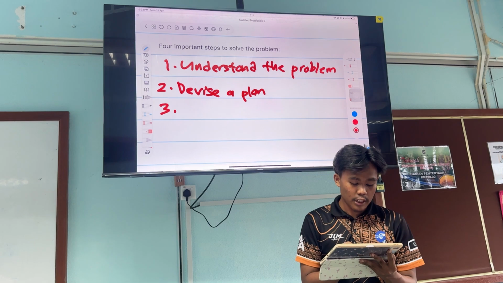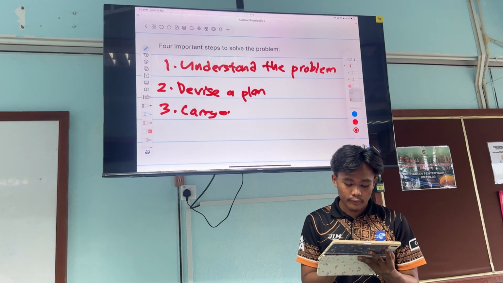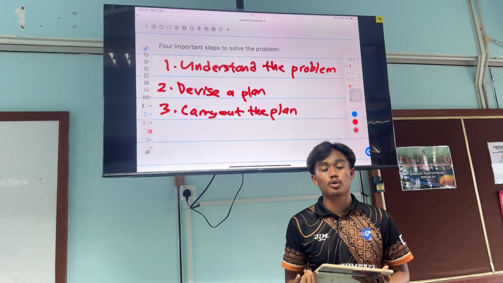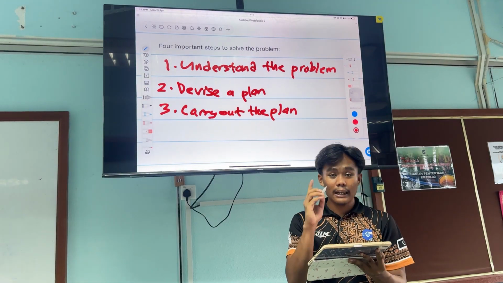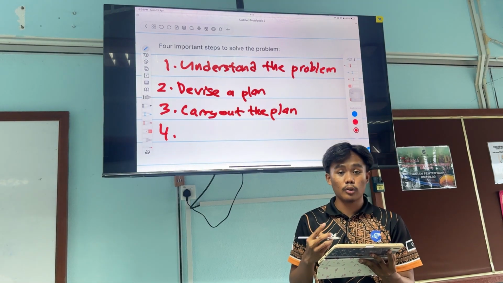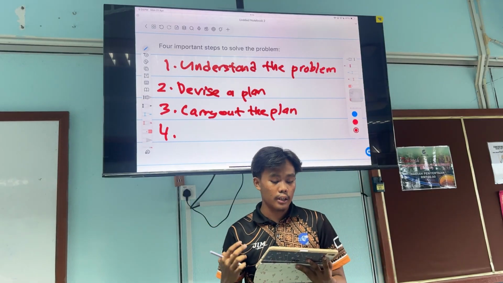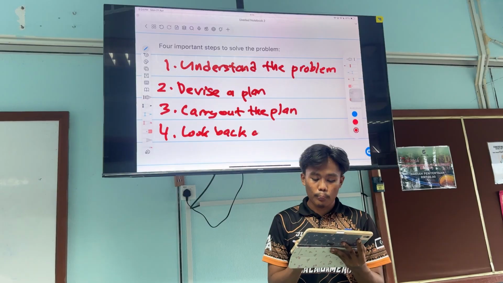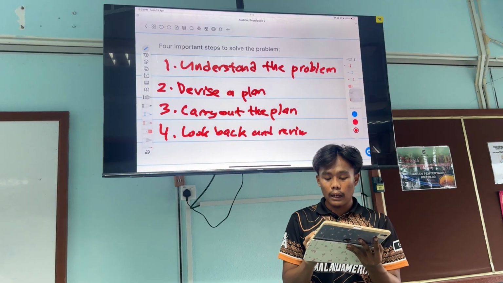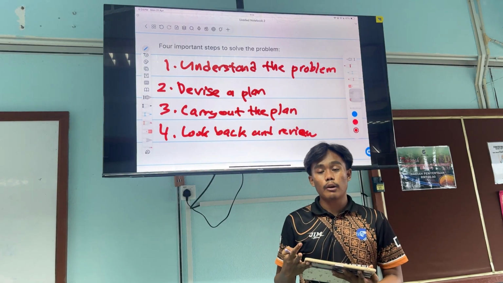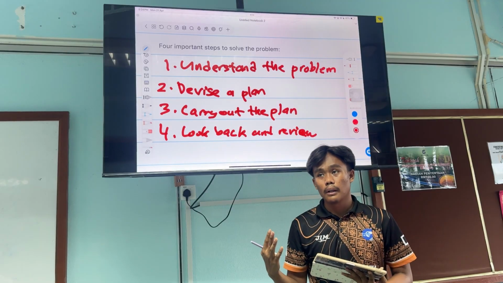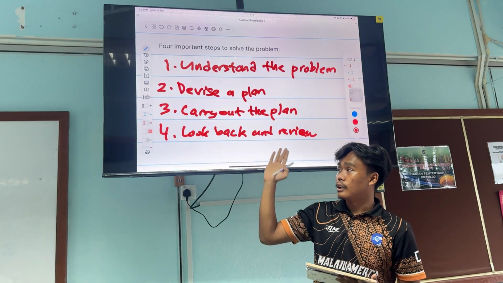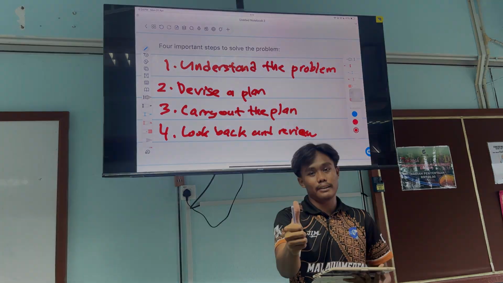Third, we need to carry out the plan. Carrying out the plan is very important because we need to choose the best method we want to use. And last but not least, very important in order to identify whether our answer is correct or not, is to look back and review. So basically, in look back and review, we reverse our steps and look back at whether our solution in the third step is correct or not. We need to do all of these things in order to get the correct answer.